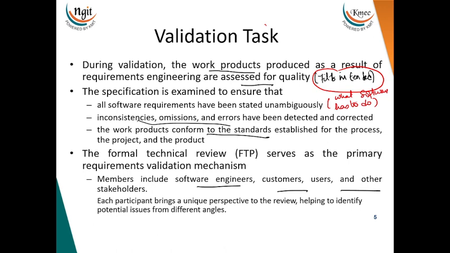It means what the software has to do. It has to specify that all requirements have to be met. Inconsistency, omission, and error have been detected and corrected. If there is any inconsistency, omission, or error which has been detected, you have to correct it. Work products conform with standard procedures and everything.